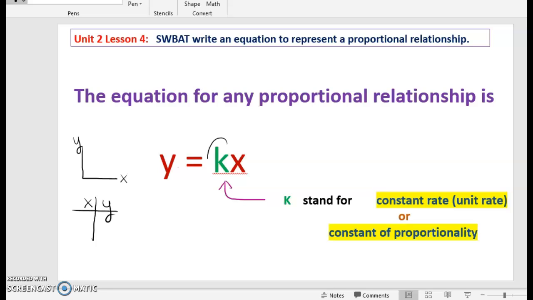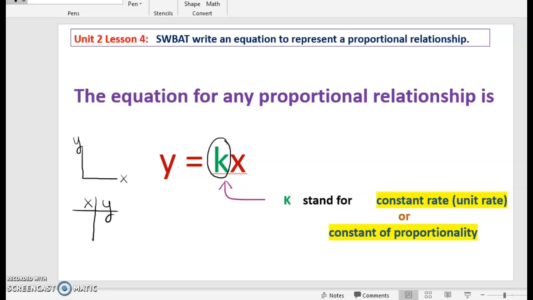Now, this is what you have to be concerned with, and it's the new variable k. And k stands for a constant rate, or the unit rate. So whatever the problem is, once you find the unit rate, you can just plug it right into this equation, which means you take out the k and you plug in the number.